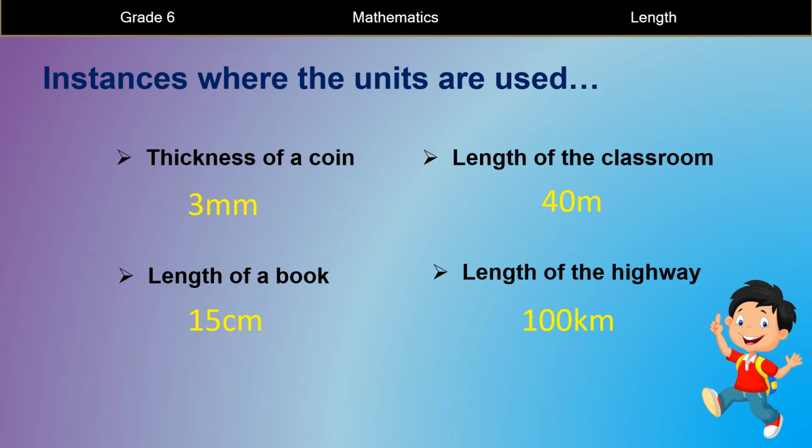Length of the highway, kilometers. Kilometers is the unit we use to measure a very long distance or a very long length, like the length of a road, or the distance from one city to another city. And here, as this example, the length of the highway. So we use kilometers to measure very long distances. So millimeters for very small distances, then centimeters for distances more than millimeters. Then to measure more distance we use meters, and for a very long distance we use kilometers.